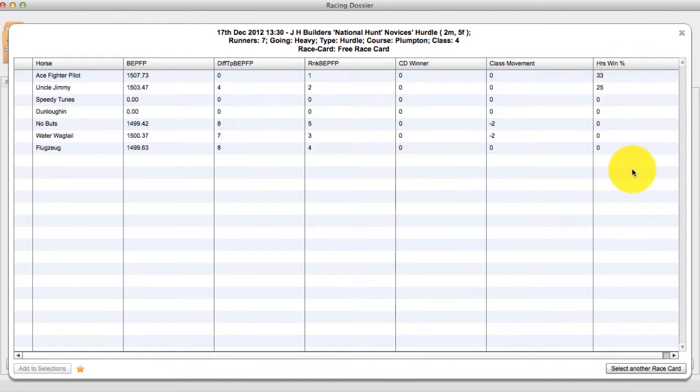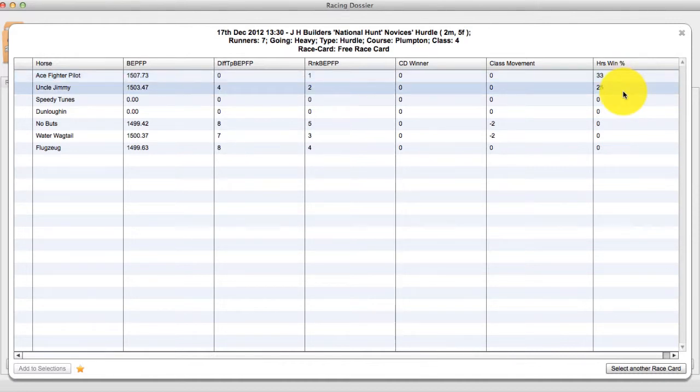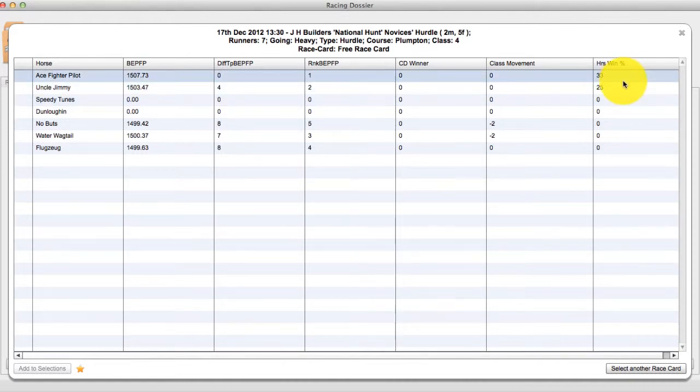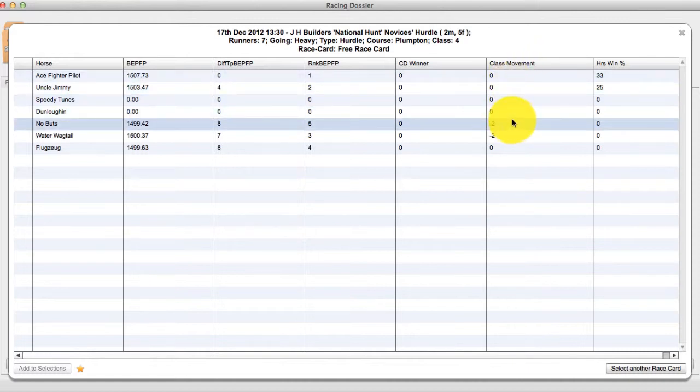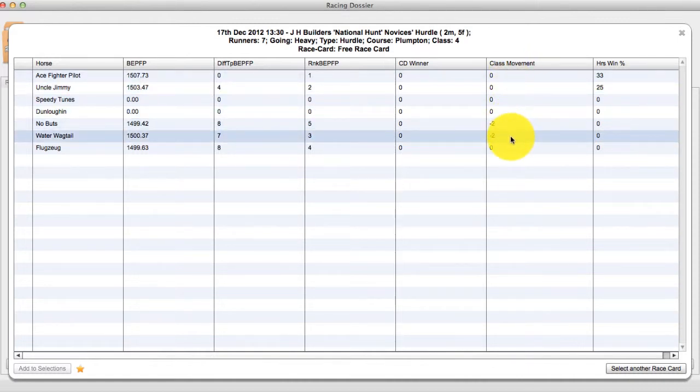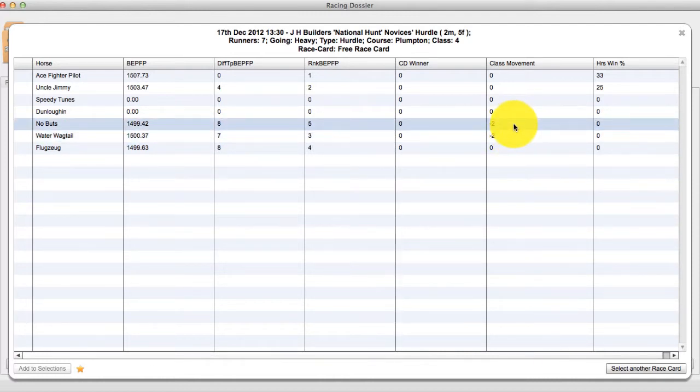We're starting by looking at the horse's win percent, and this horse has won 33%, 25%. Okay, so they're both strong win rates. They're not changing in class. We have two here, No Butts and Walter Wagtail, who are both moving up in class 2 class levels, which is quite a big jump. But let's go over and sort by rank.